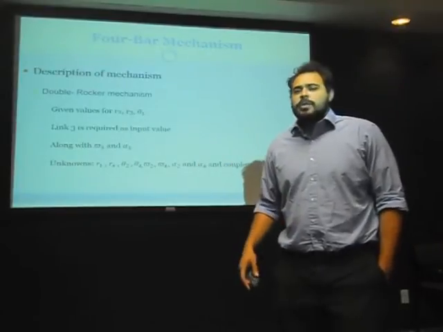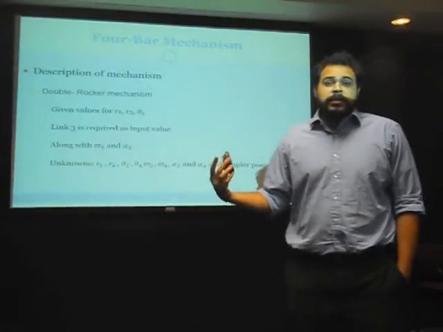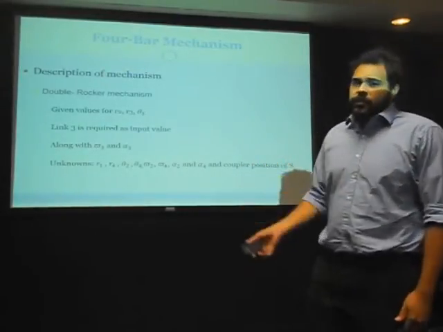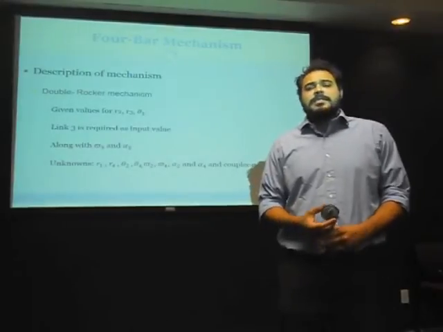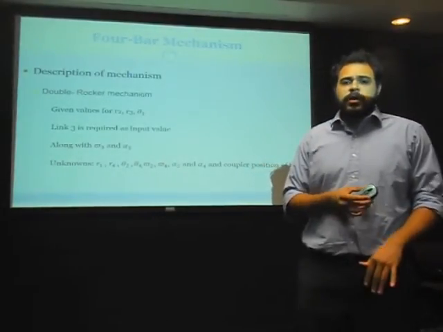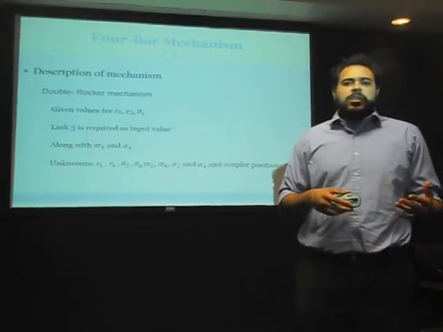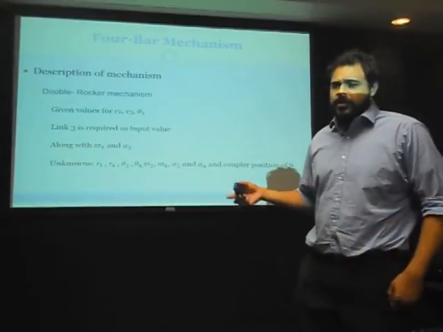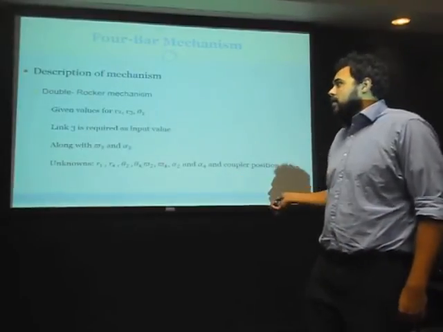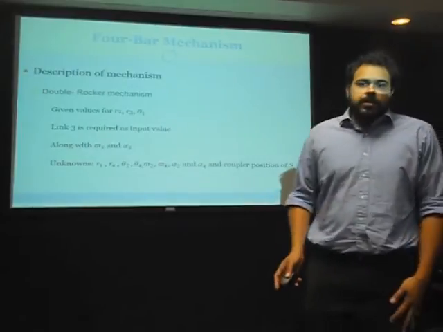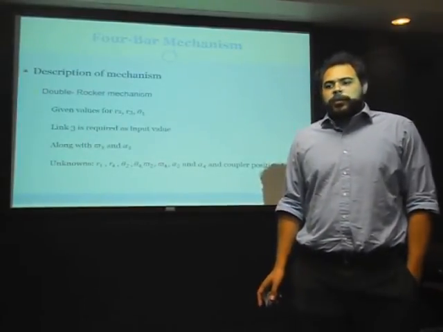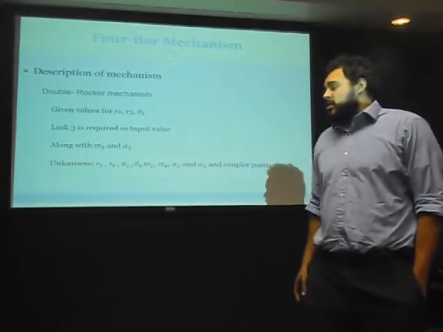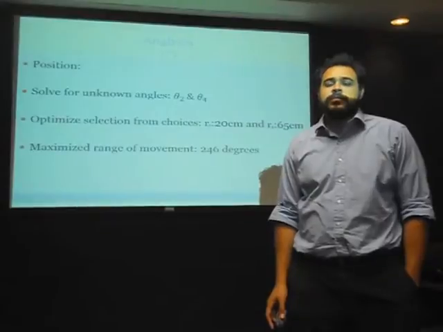In our project description, we were given the link length for link 2 and link 3, and also the position of link 1. And we were told that our third link is to be the input value, along with the input position, and there is also going to be the input velocity and acceleration. Our unknown values are the length for R1 and R4, along with their respective angular velocities and angular accelerations, along with the coupler position of S.